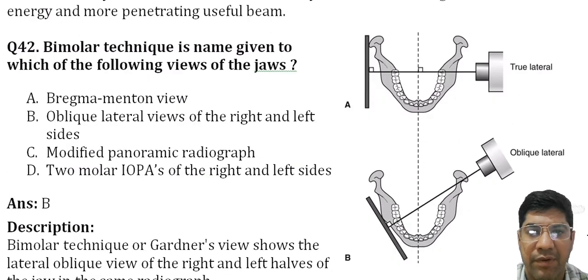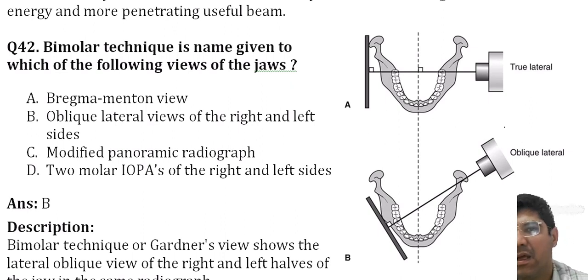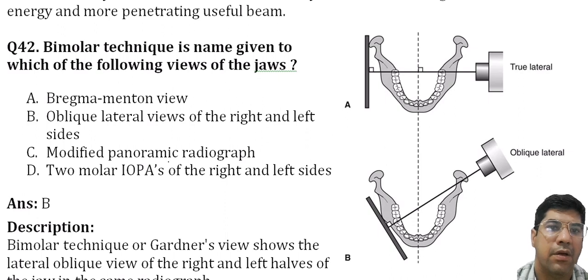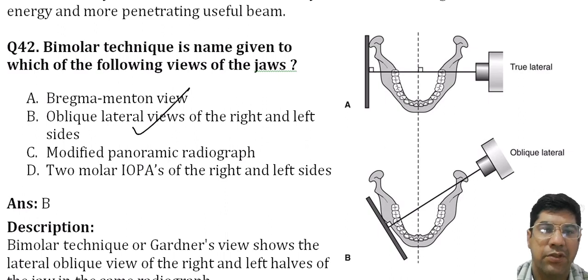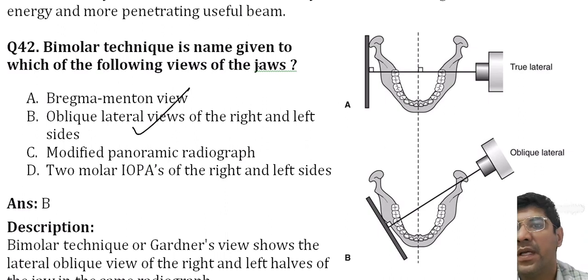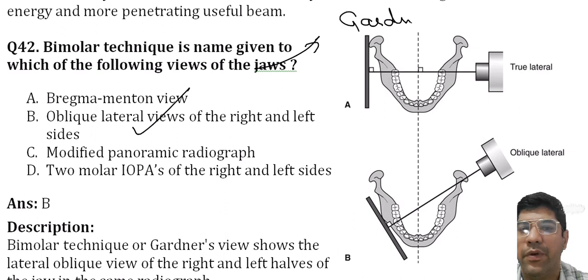Bimolar technique, it is given to which of the following views of the jaw? It is given for the lateral oblique view of the jaw. So bimolar is the term used for the radiographic projection showing oblique lateral view of the right and left side of the jaw on different halves of the same radiograph. This technique is used to capture both sides of the jaw in a single radiograph while protecting one side from excessive radiation using a lead shield. So remember, the bimolar is also known as Gardner view.